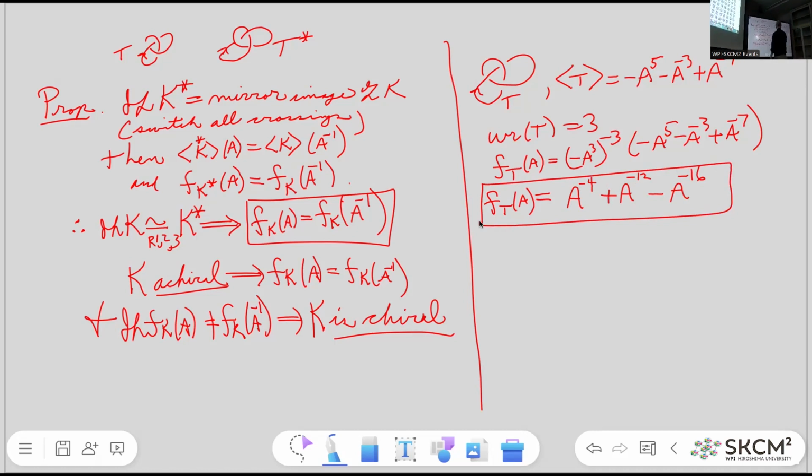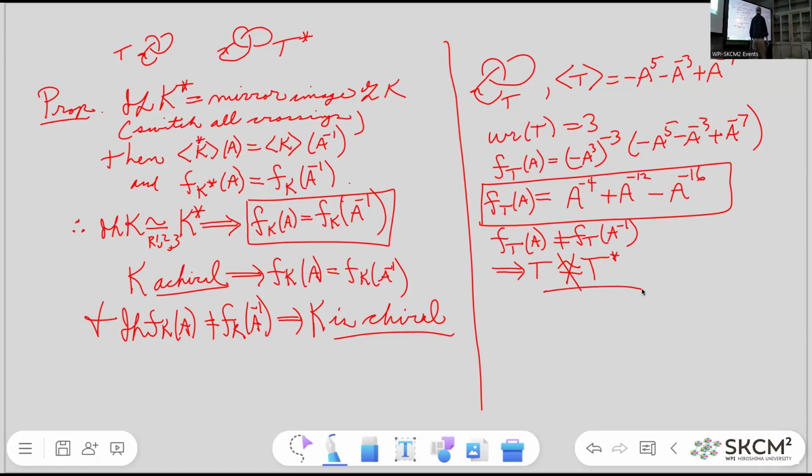And certainly F T of A is not equal to F T of A inverse. We flip to positive exponents. So that implies that T is not equivalent to T star. That's our proof using the normalized bracket that the trefoil knot and its mirror image are distinct from one another. Okay? And of course, this leads to a research question.